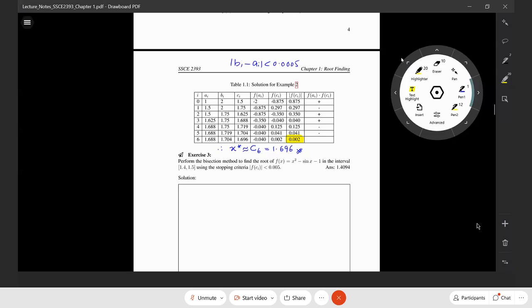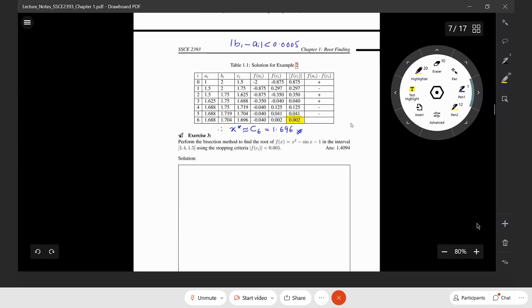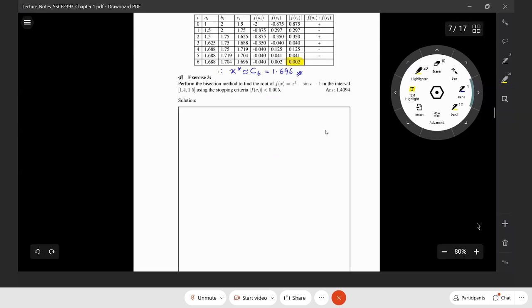So that is under bisection. But there is a way to speed up your calculation by utilizing your calculator, so we don't need to calculate and enter values one by one into the calculator. In exercise 3 there, I think we have time for one more example. I'm going to show you how we speed up our calculation by using the calculator.